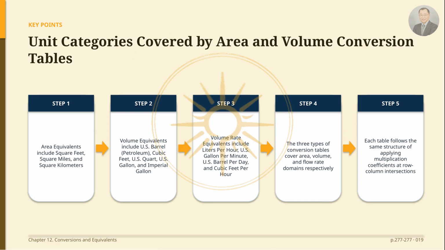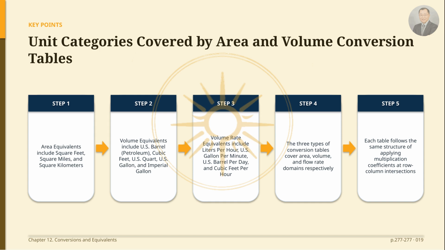First, area equivalence covers square feet, square miles, and square kilometers. Second, volume equivalence covers U.S. barrels, petroleum, cubic feet, U.S. quarts, U.S. gallons, and imperial gallons. Third, volume rate equivalence covers liters per hour, U.S. gallons per minute, U.S. barrels per day, and cubic feet per hour.